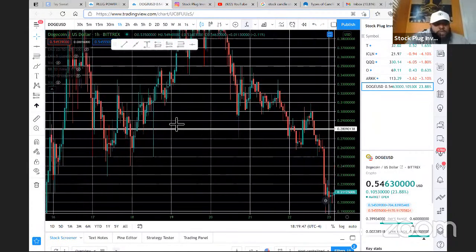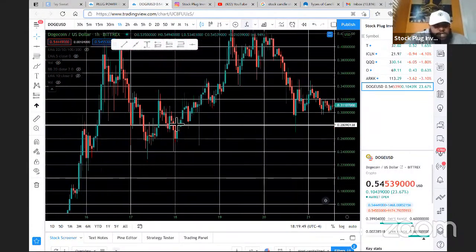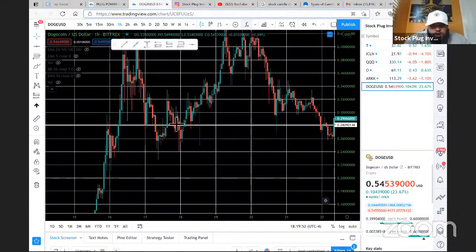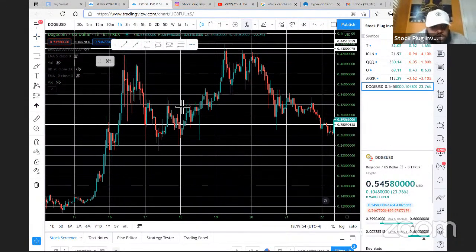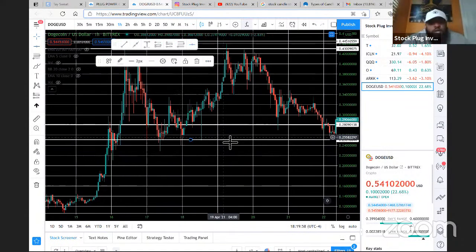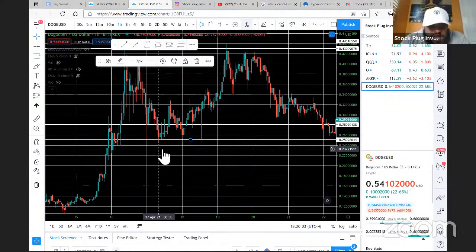And then you can see we're gonna get some more lines in here too. Like look right here. This is a good support right here. I bought right here before, around 28 cents. Yeah, so you can use these lines at the wicks, at the bottom of these candles, or the bodies.